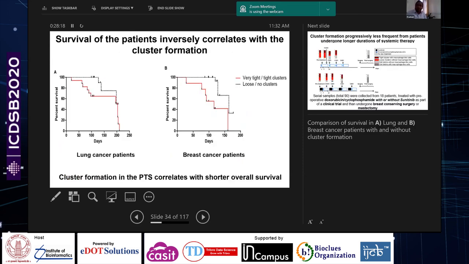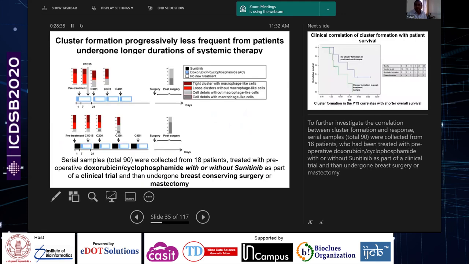And this is the Kaplan-Meier curve, which shows that the survival of the patient inversely correlates with the cluster formation. The tighter the cluster, the less the survival. So this is again a very good predictor for disease progression. You can predict the survival.